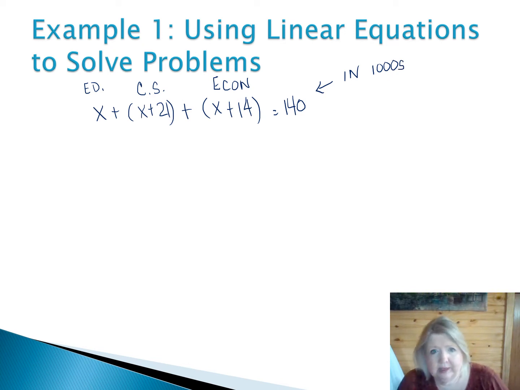Okay, so now we're ready to solve. These parentheses are separating the majors, but there's nothing there to distribute. So it's kind of like they're not there. I'm going to say 1x plus 1x is 2x plus 1x is 3x. 21 and 14 makes 35.